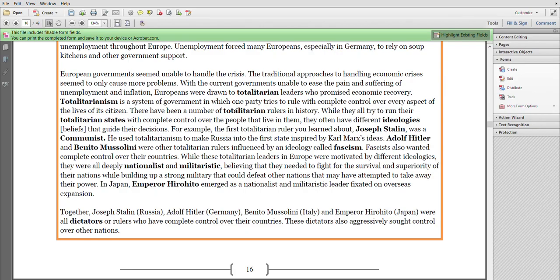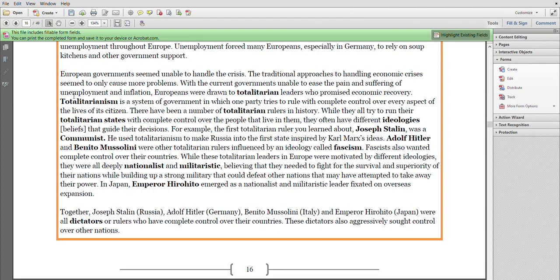There have been a number of totalitarian rulers in history. While they all try to run their totalitarian states with complete control over the people that live in them, they often have different ideologies, beliefs, that guide their decisions. For example, the first totalitarian ruler you learned about, Joseph Stalin, was a communist. He used totalitarianism to make Russia into the first state inspired by Karl Marx's ideas.